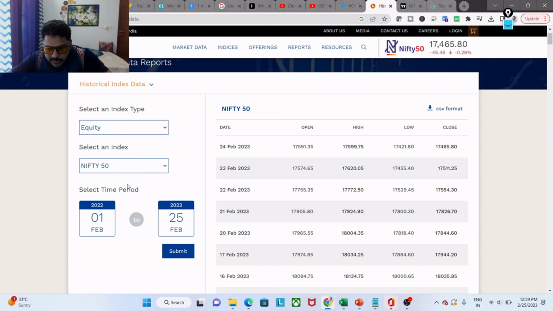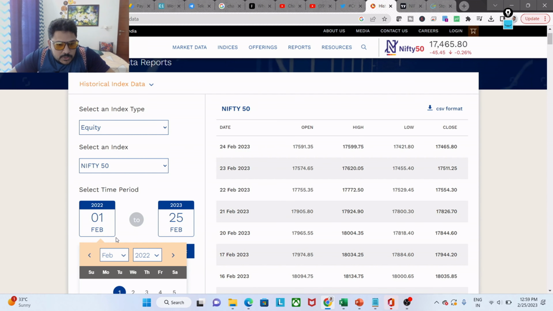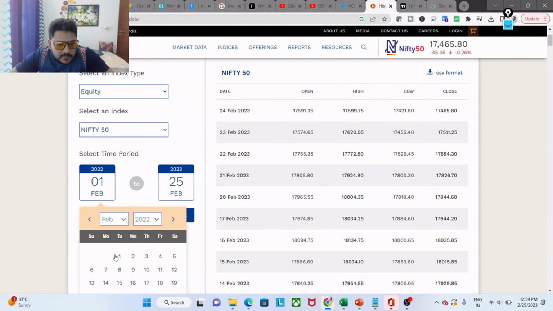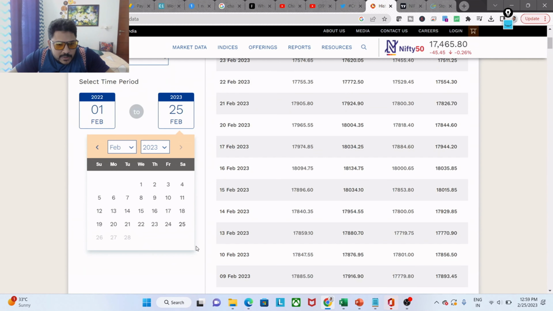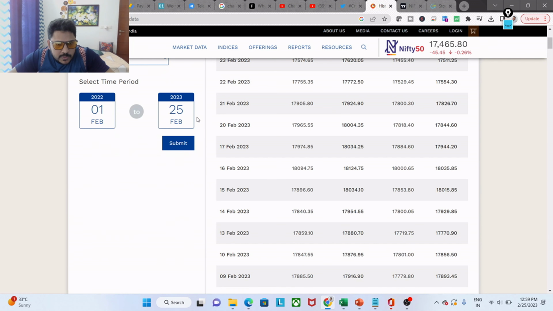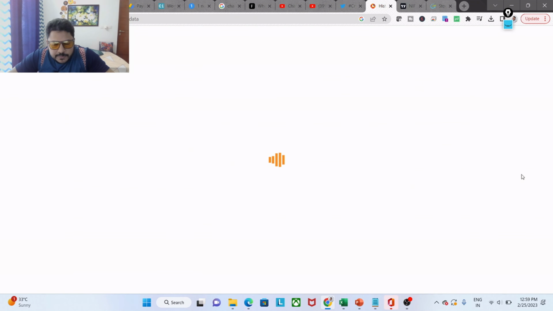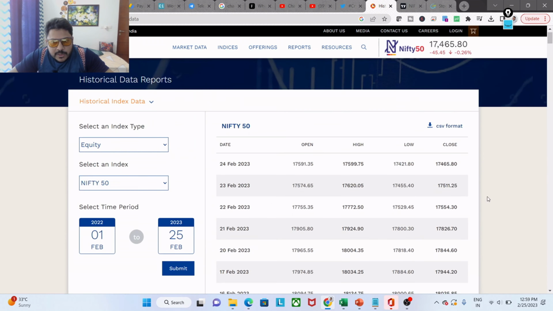Because a lot of things have changed this year and a lot of algos have captured the market, and the way the market is moving is very different from how it was moving in the last 2-3 years. So we have to consider the data for the last 1 year period. So I will select the data from 1st Feb 2022 till date, which is 25th Feb 2023. So I will submit. Let's see what data comes up.